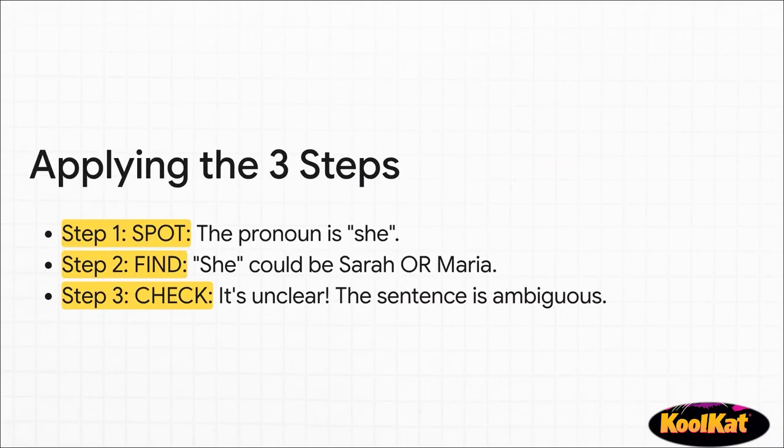Step 1, spot the pronoun. Boom, it's she. Easy. Step 2, find the potential antecedents. So who could she be? Well, it could be Sarah, but it could also be Maria. Uh-oh, we've got 2 possibilities. So that brings us right to step 3, check for clarity. Since we have 2 options, it fails the clarity check. It's not clear at all. This sentence is ambiguous, and it's exactly the kind of trap you'll see on the GED.